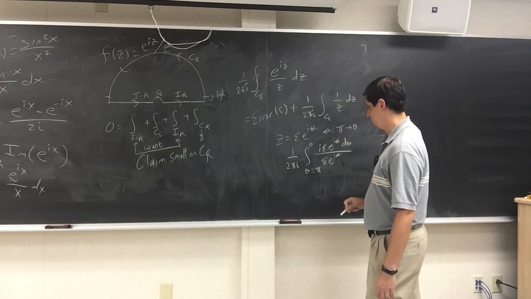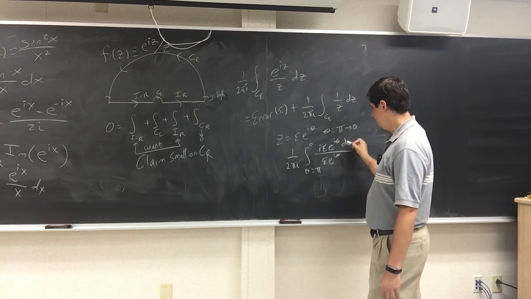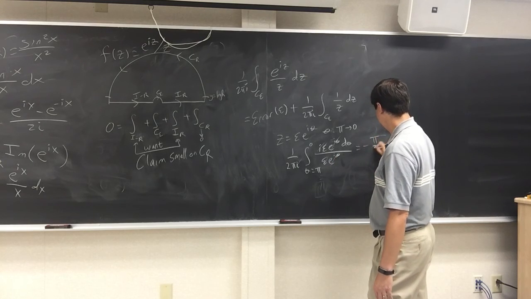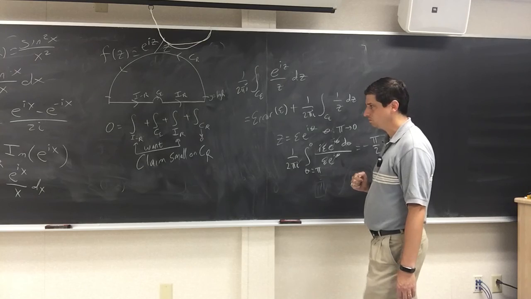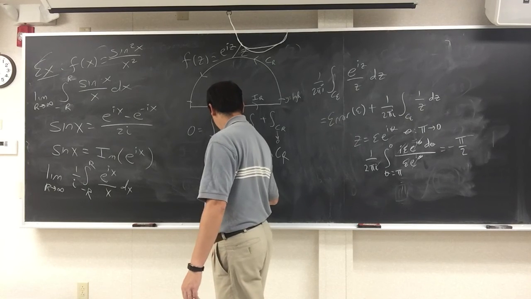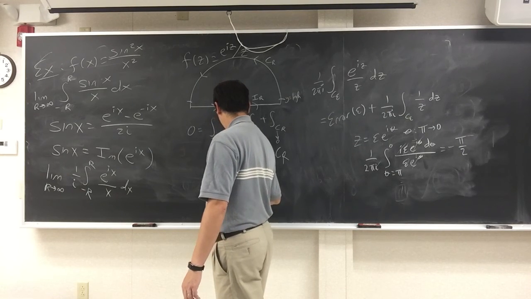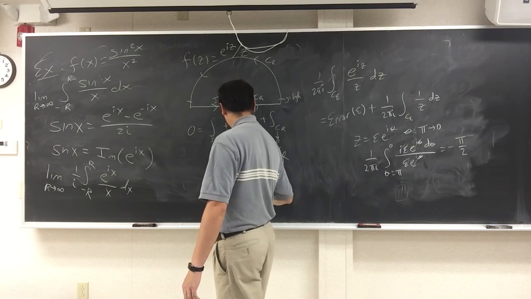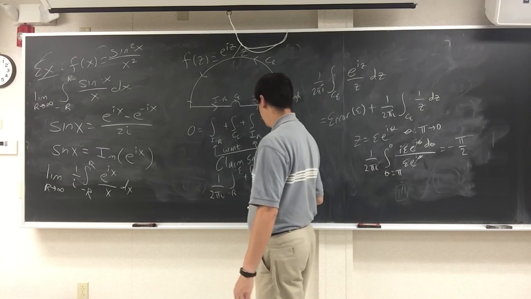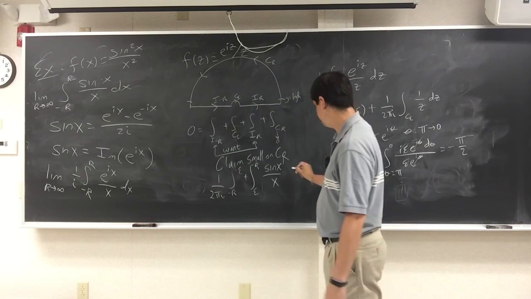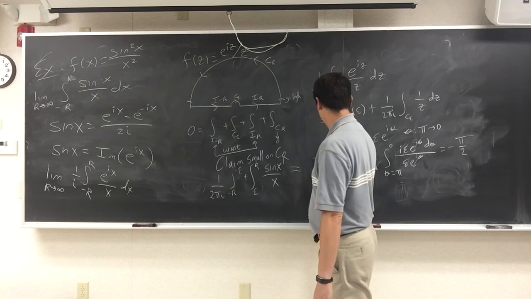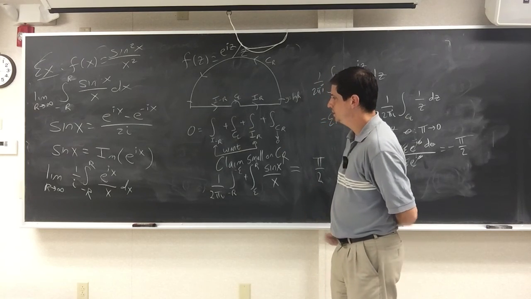Epsilons cancel. E to the I thetas cancel. The I cancels. The theta integral is now going to give us a negative pi. So this gives us, I believe, negative pi halves. So what we get is 1 over 2 pi I, the integral from negative r to minus epsilon, plus the integral from epsilon to r of sine of x over x is equal to, we bring this over to the other side, and we get a pi halves.